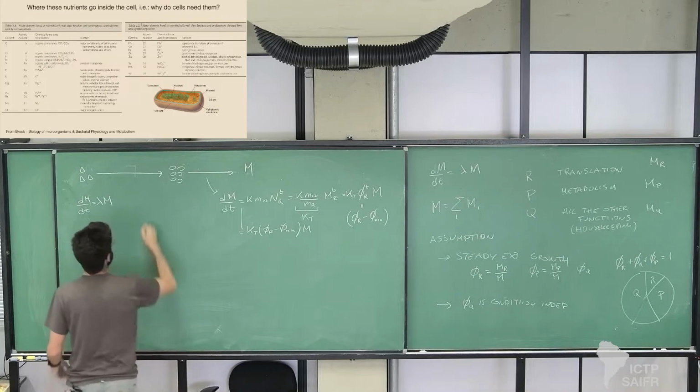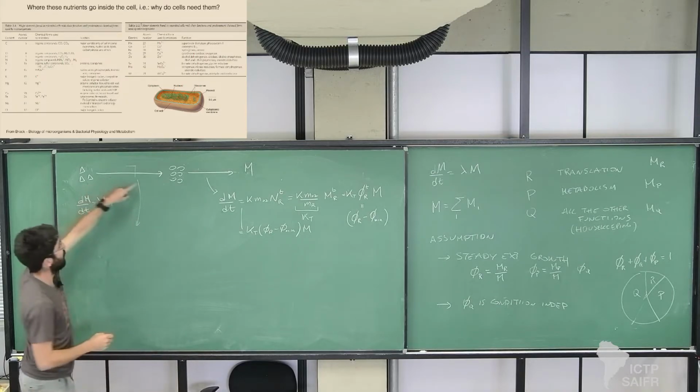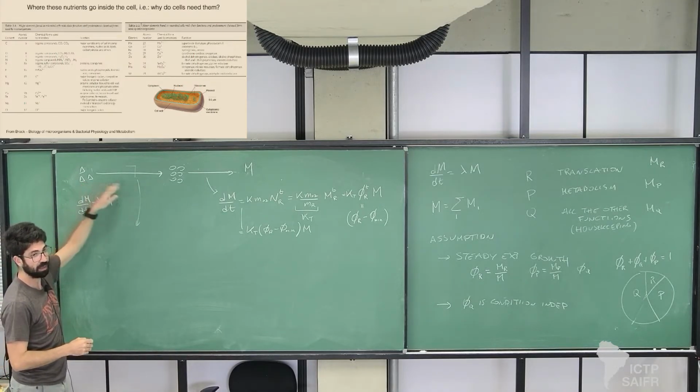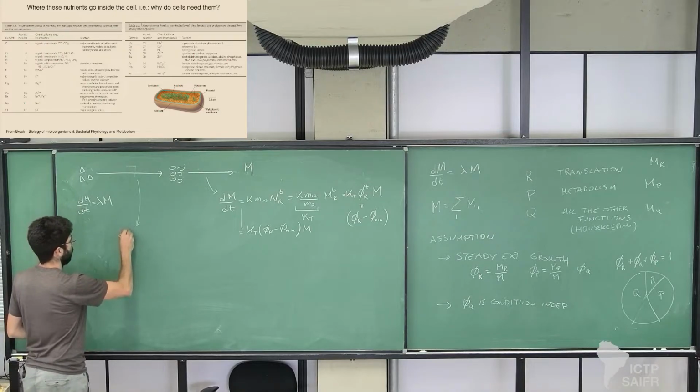On the other end, what is the flux through here? How does the mass flow through here? This is dm dt.